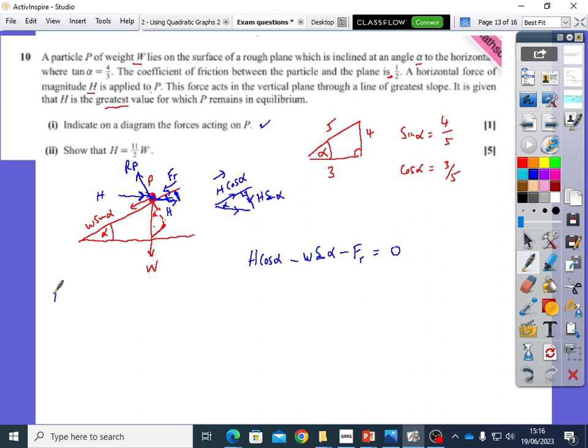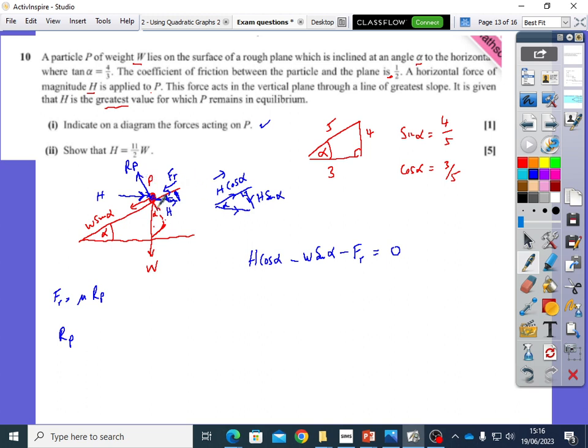Friction is going to be mu times R of P, the contact at P. Now there's a couple of things happening at P. You've got the weight going down, you've got the H pushing it down, and then that's going to be the contact. So what's coming down?